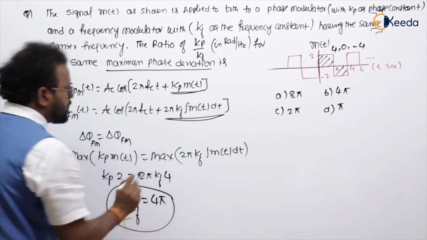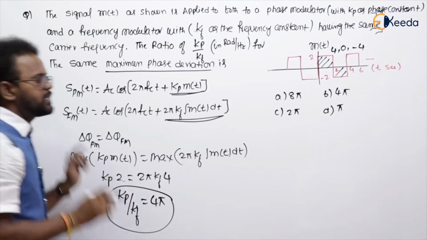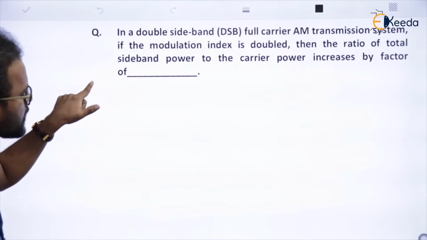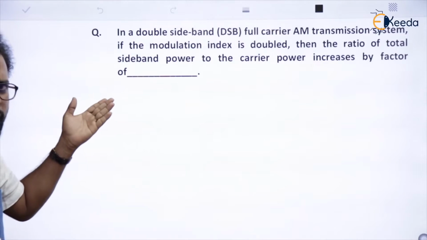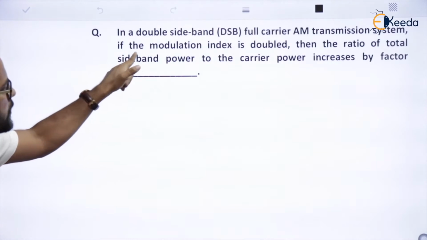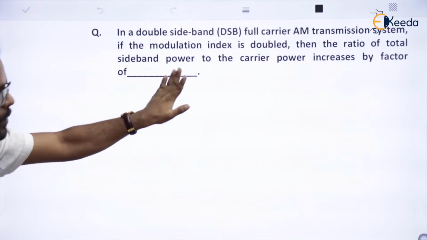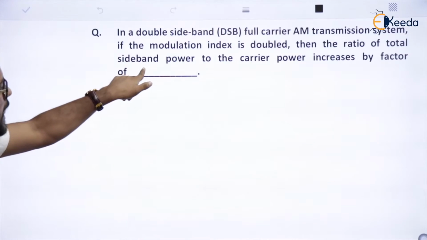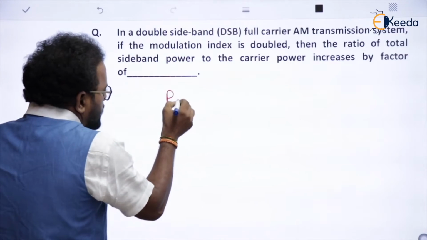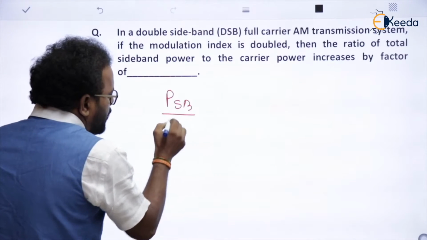One of the excellent problems on the basic standards. Option B is correct. Double sideband full carrier means AM. In an AM transmission system, the modulation index is doubled, mu value doubled. Then the ratio of sideband power to carrier power is asked.